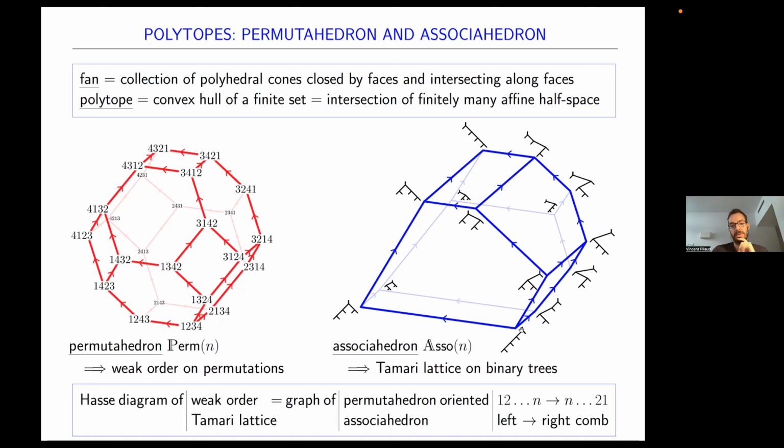And on the right, what you get is a Hasse diagram of the Tamari lattice. So there is a very nice connection between the geometry and the lattices, and this is what I will try to generalize in this talk.